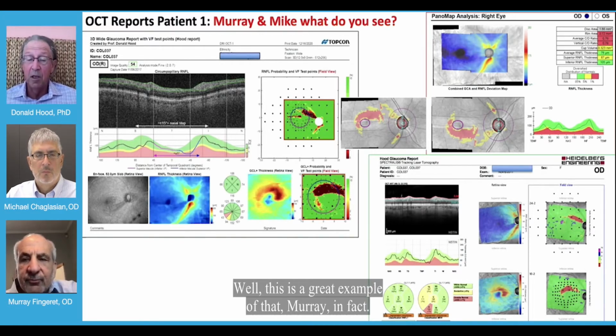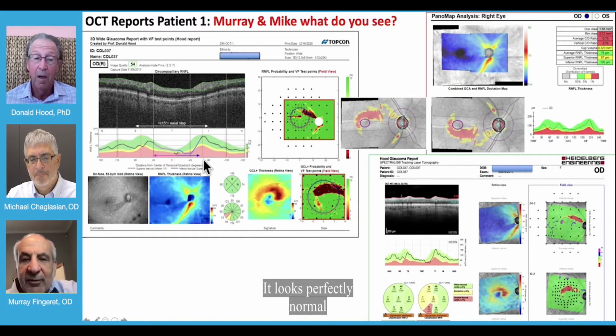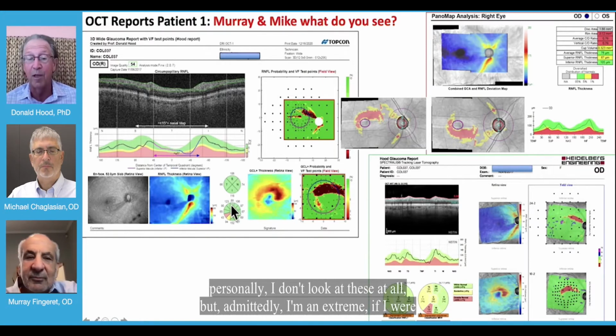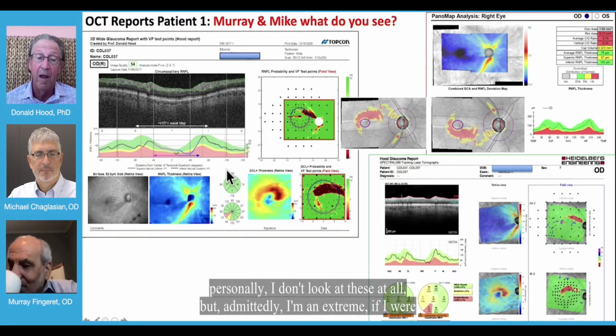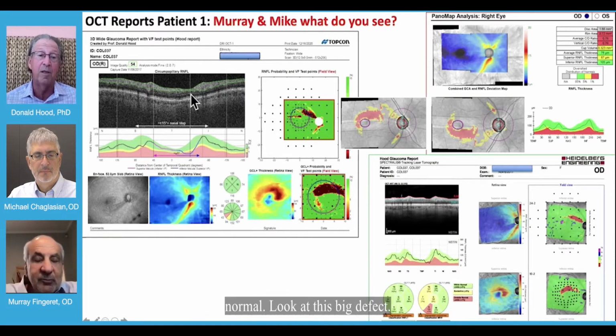Well, this is a great example of that, Murray. You know, this is BMO. This is not retinal nerve fibrillation. This is retinal nerve fibrillation. It looks perfectly normal. Right. Yep. This is the quadrants. This is retinal nerve fibrillation. This, if you just looked at it, personally, I don't look at these at all. But admittedly, I'm an extreme. If I were to look at one, this is usually the best one. In this case, it would tell you it's normal. And look at this big defect.